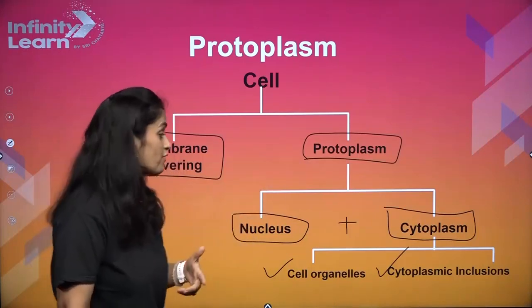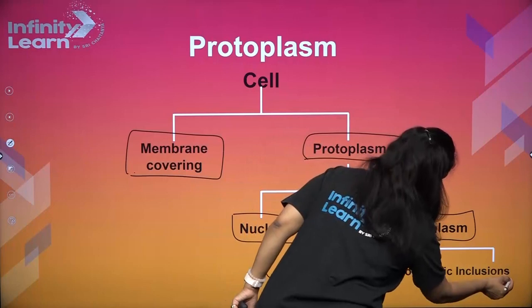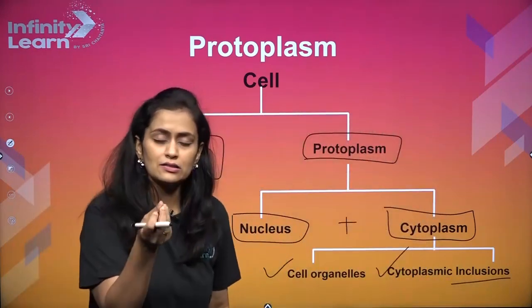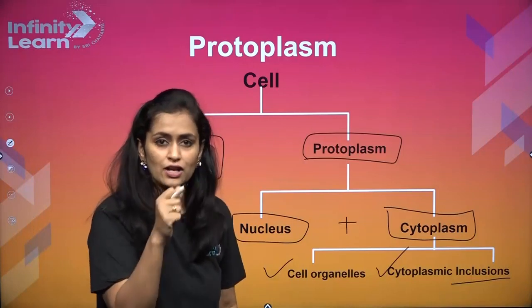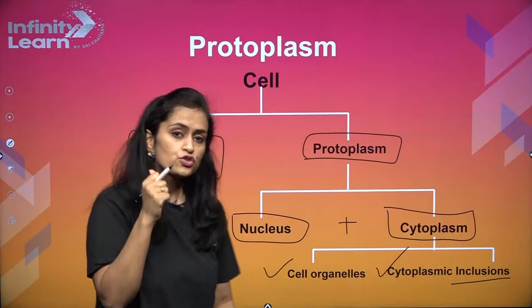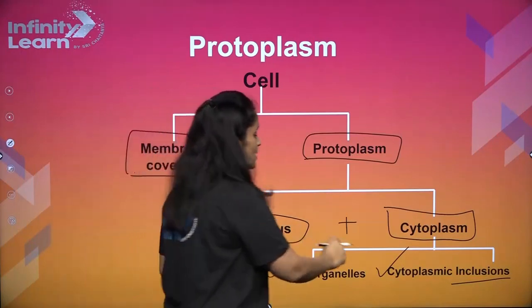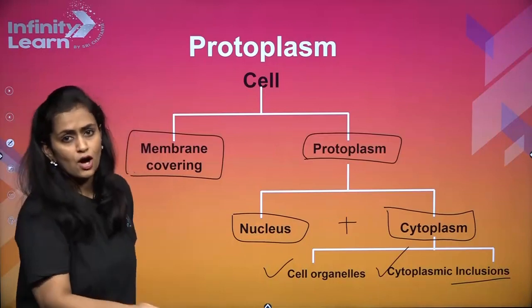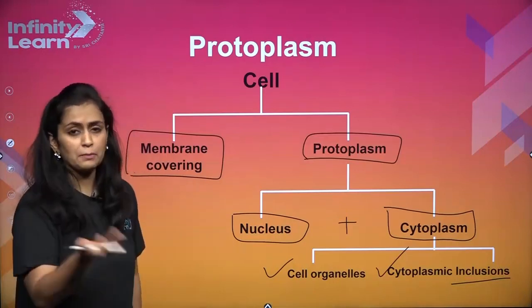Alright. If you have confusion ki what are inclusions? Inclusions are basically the particles or granules like starch granules or potassium granules or iron granules. So those granules are called cytoplasmic inclusions. The rest are the cell organelles which are embedded in the cell cytoplasm.